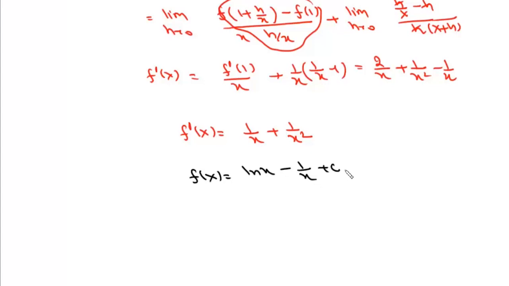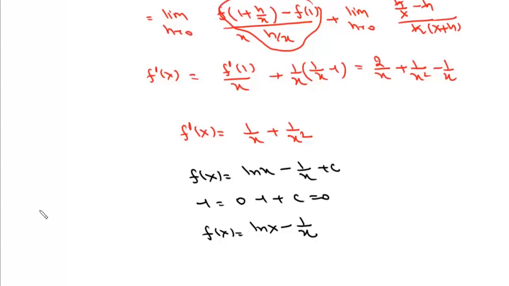Now f1 is minus 1, so if we put x as 1, this is 0 minus 1 plus c, that means the value of c is 0. So in this case our function f x is log x minus 1 by x.